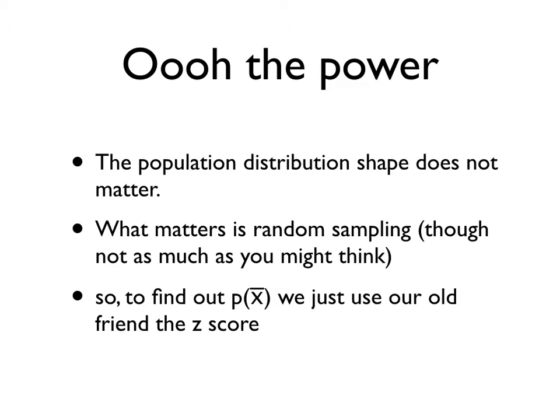Okay. So to find the probability of a given mean, probability of x bar, we use our old friend, the z-score. For he is our friend, or perhaps she, depending on how you think of distributions.